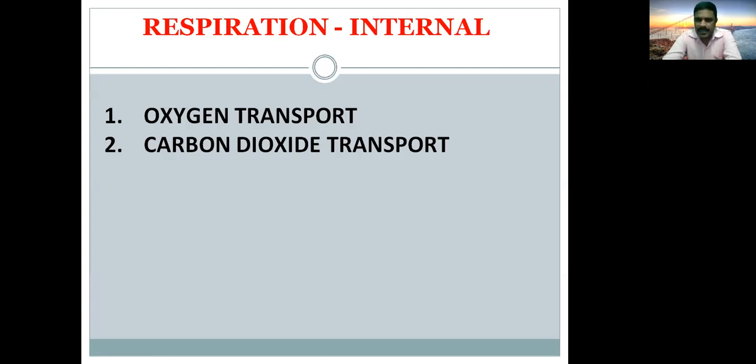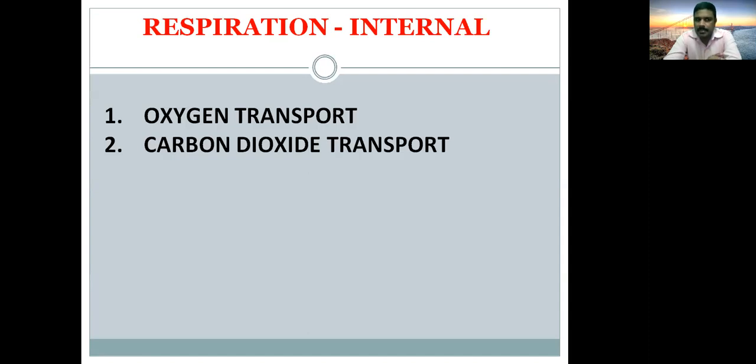In this way, in internal respiration, what's happening? It is occurring between blood and tissues. Blood is supplying oxygen to the tissues, and carbon dioxide is being supplied by the tissues to the blood. So in this way, both blood and lungs are performing the process.